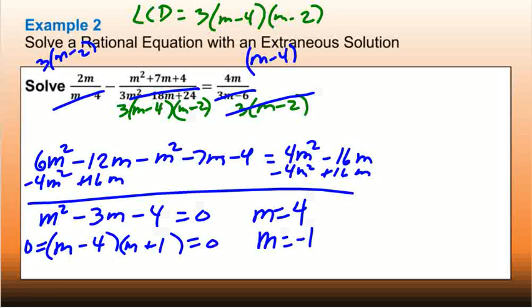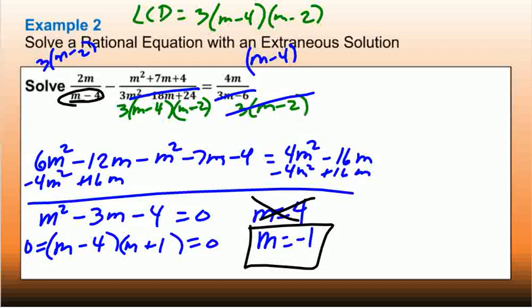To check this, we need to put them into our original. Here I know right here, if I check the original, m cannot equal 4. Because if I put 4 in for m, it's going to make that denominator equal to 0, and I can't do that. 4 is extraneous. My only solution would be m equaling a negative 1.